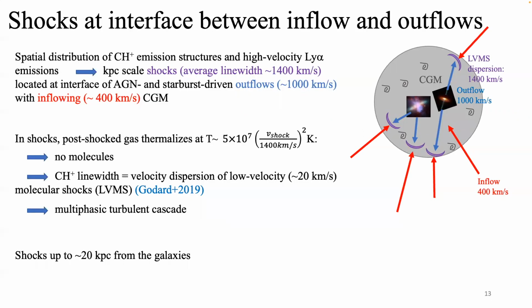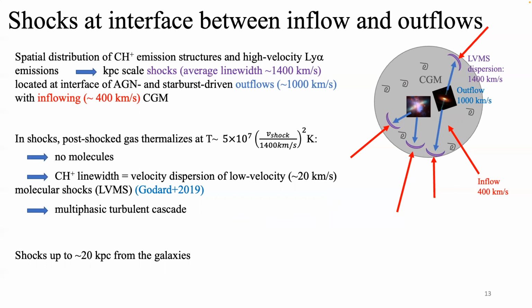Let me say this again. So the spatial distribution of the CH+ emitting structures and the high velocity Lyman alpha emissions are tracing kiloparsec scale shocks with average line widths of about 1400 kilometers per second that are located at the interface between the AGN and starburst driven outflows of about 1000 kilometers per second and inflowing CGM at about 400 kilometers per second.